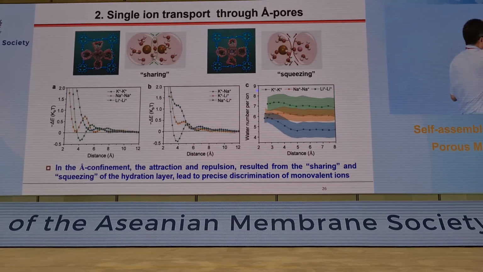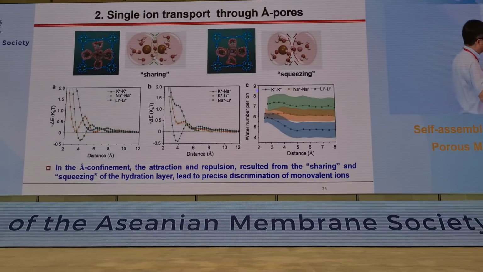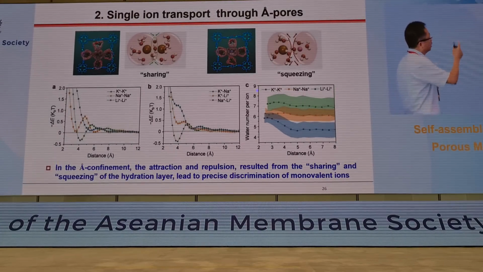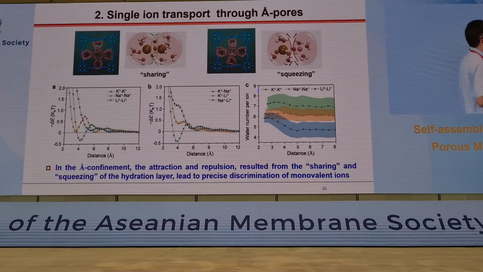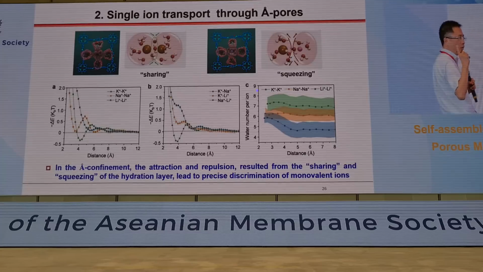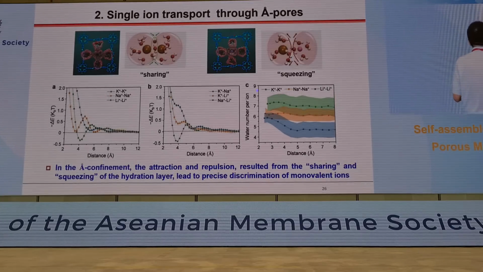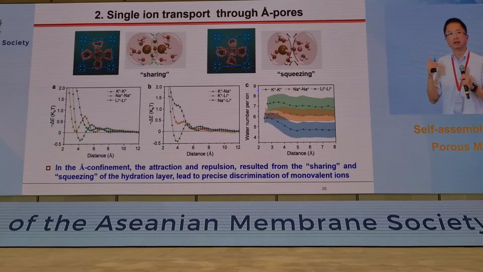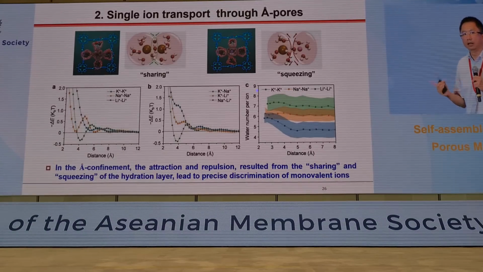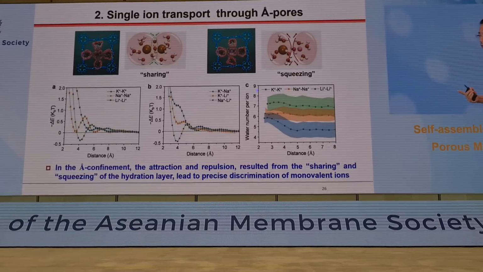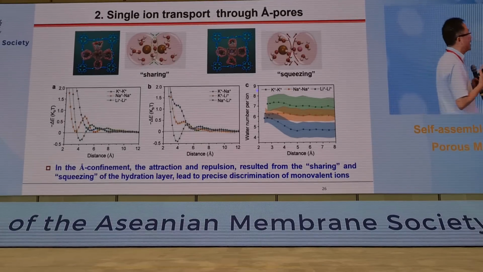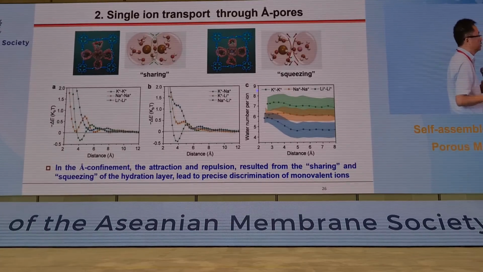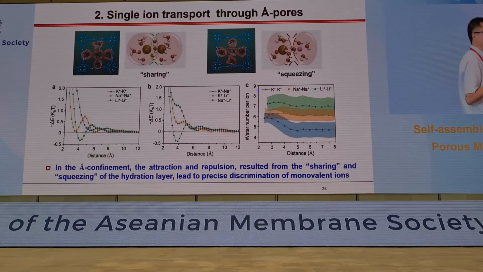However, in the same way, you will find that for the lithium and sodium ions, they will repulse each other because they will squeeze the water layers. So we notice this distance of 4 to 6 angstrom matches well with the hydrogen pore size of 8 angstrom. That's why we can obtain the high selectivity of the monovalent ions in these 8 angstrom hydrogen pores.